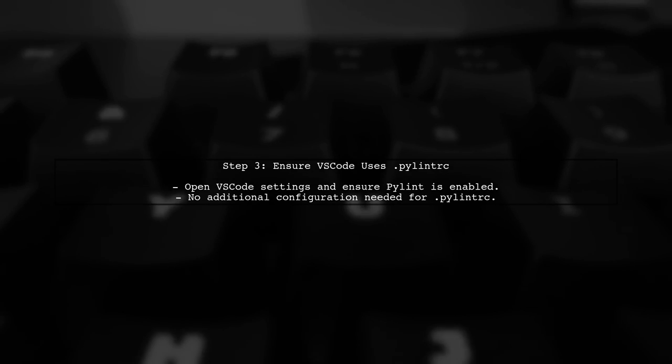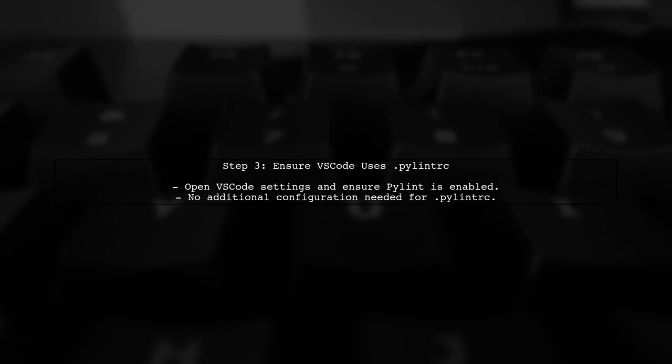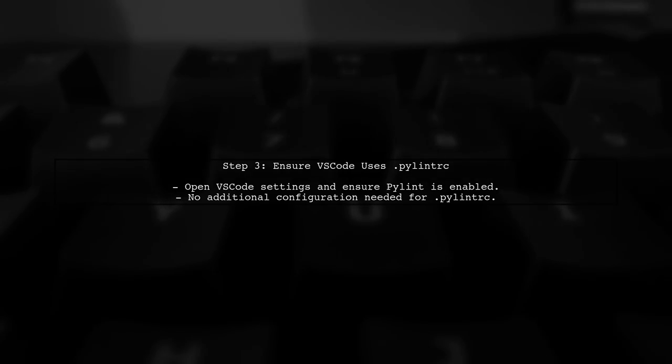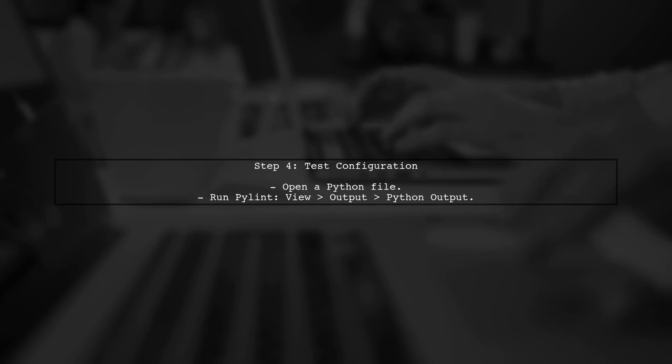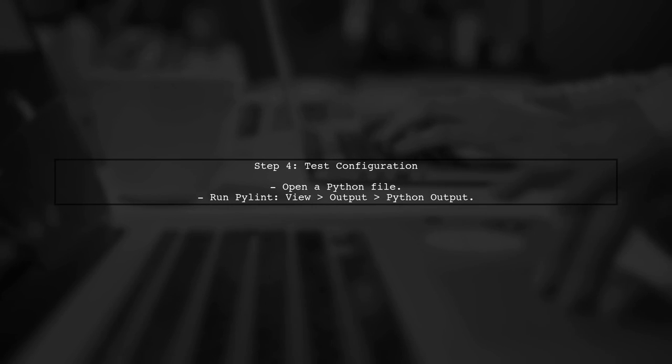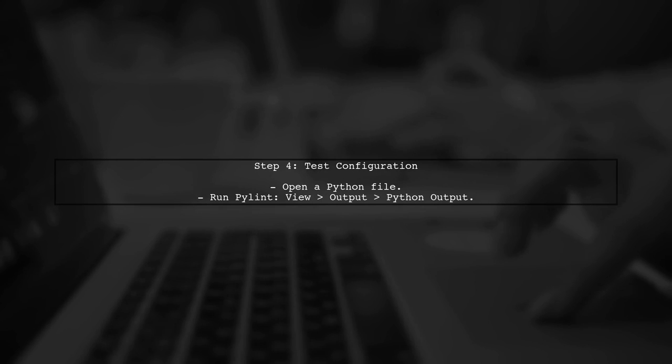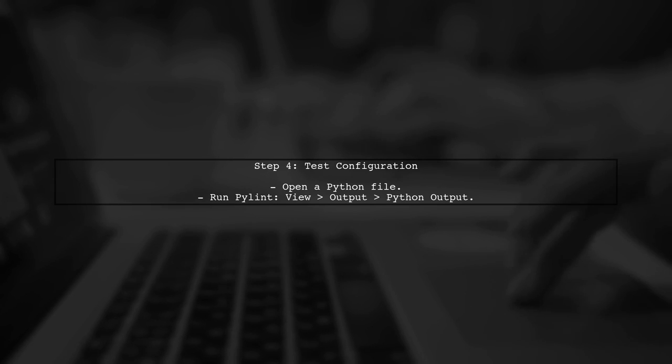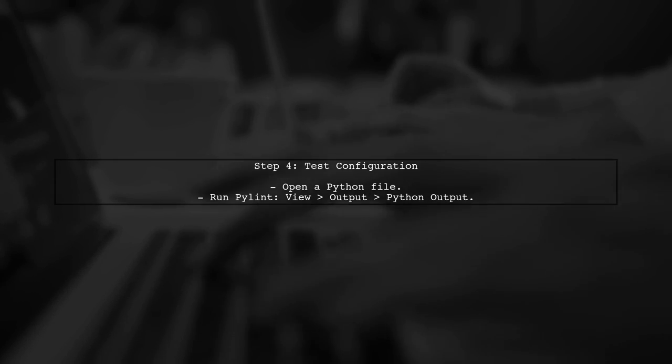Now that we have our configuration set up, we need to ensure that Visual Studio Code recognizes this file. Pylint will automatically use the .pylintrc file in your project directory. Finally, let's test our configuration. Open a Python file in your project and run Pylint. You should no longer see warnings for invalid variable names or missing docstrings.